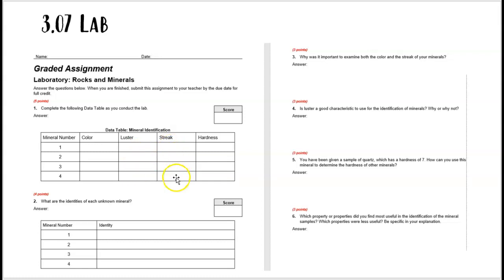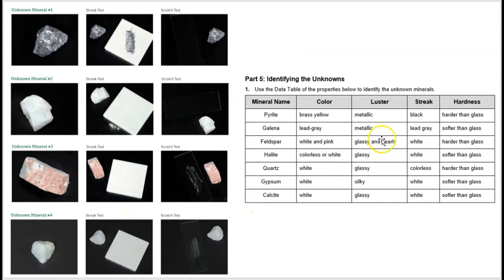Next, you'll describe the streak. And like I said, that is the color once that is scratched on a piece of porcelain. And then for hardness, there is a hardness scale, but the data that you're given in this experiment is only whether it is harder or softer than glass. And so that's what you would type in here. The second part asks you to identify those unknown minerals. And so you're also given a chart that tells you about the color, the luster, the streak, and the hardness.